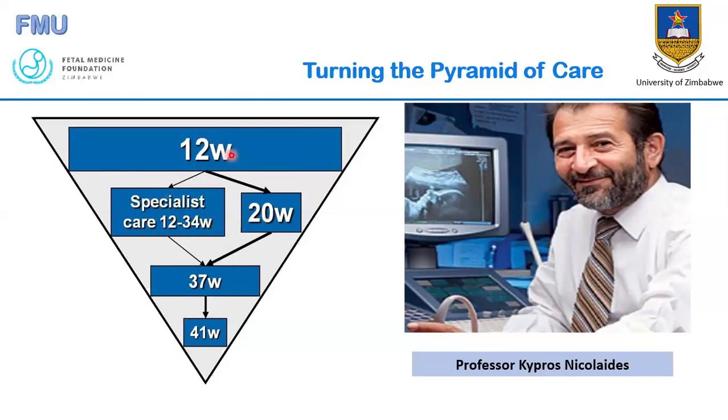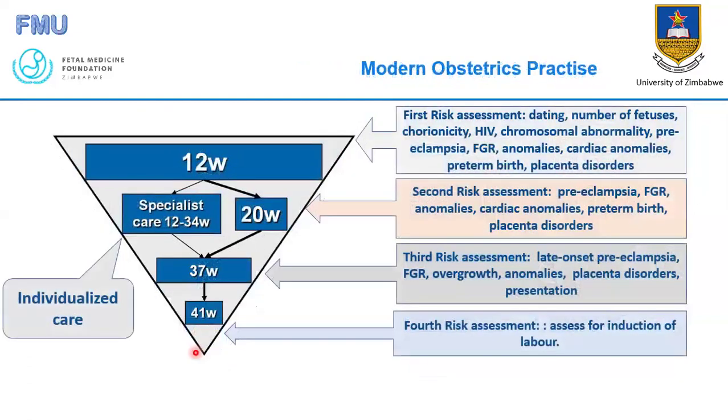Then those who are picked up as low risk, they should still see a specialist at 20 weeks so that they can be risk assessed again, so that the high risk group again are given individualized care plan and managed differently from everybody else. And at 37 weeks, there was supposed to be another risk assessment. And at 41 weeks, they will have what you call a pre-induction or a pre-delivery assessment to see whether it is safe to induce or not. So this is what Professor Nicolaides argued for.